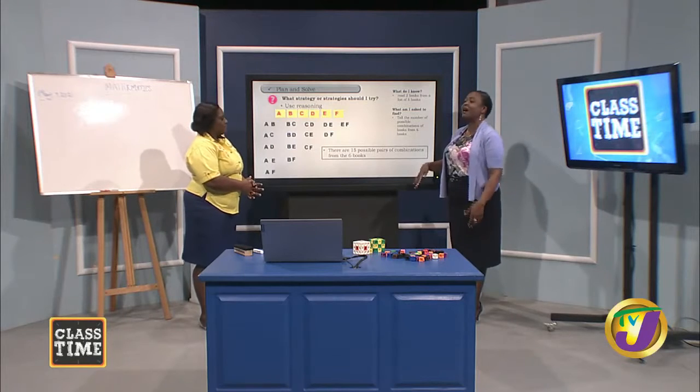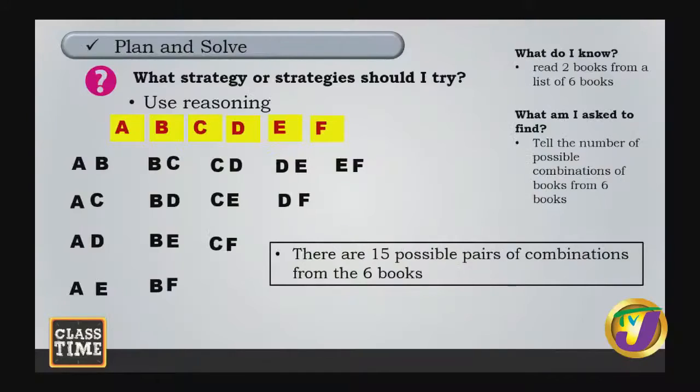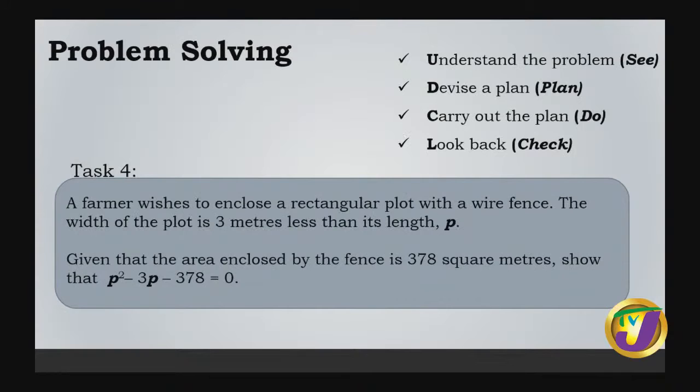So, of course, we said that there are 15 possible pairs of combinations from the 6 books. Good. We're getting into it now. Persons would also say, look here, you're doing problem solving, but I'm going to be doing CSEC, and I'm doing problem solving with CSEC and all these things, and I don't see any CSEC questions.